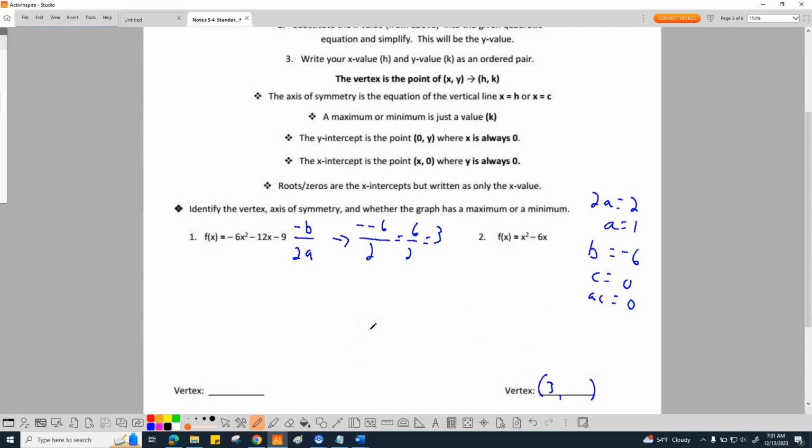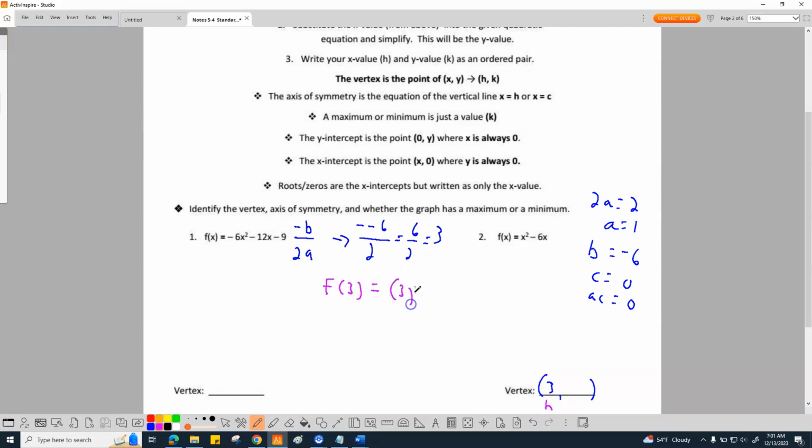I have to plug in this point, plug in this 3, the x-coordinate. So to find my k, we're going to do f of 3. I've switched to purple. F of 3. And remember, I'm getting it from here. This is my h, and I'm just going to plug it back into the equation, the original equation.